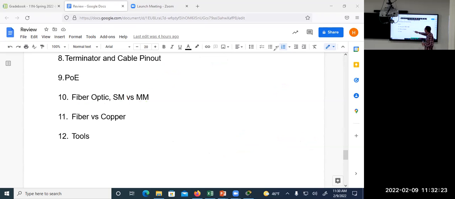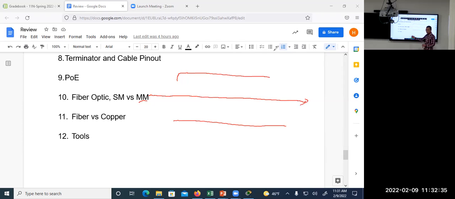Now in the case of multimode, I should explain more. You have more than one ray of light, right? If you have one ray, it goes straight forward. It goes very fast to reach your destination. But with multimode, you have reflection here, reflection here, reflection here, reflection here. It takes a long time to reach the end.